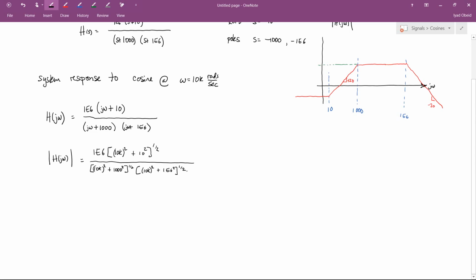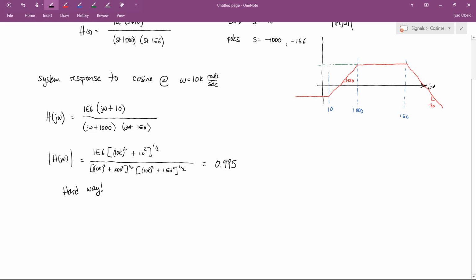And now I have a giant gross math problem on my hands, but I actually went and worked it out ahead of time, and I got that my answer was 0.995. Okay, so it's about a gain of 1. Now, that was the hard way. Let's look at the easy way.